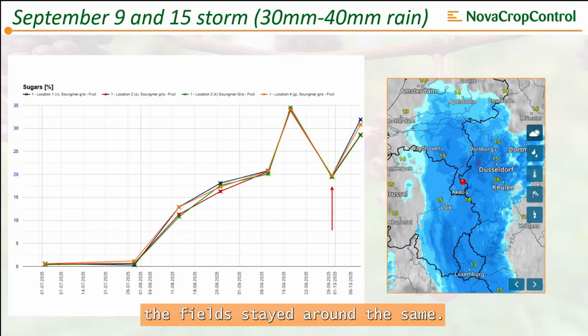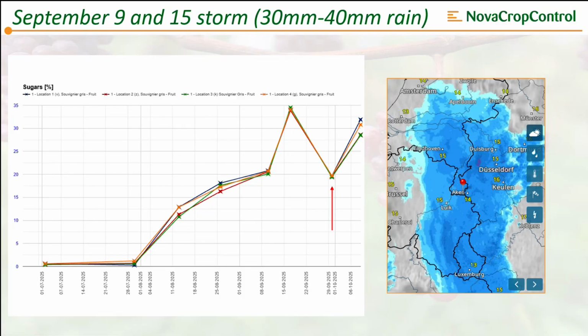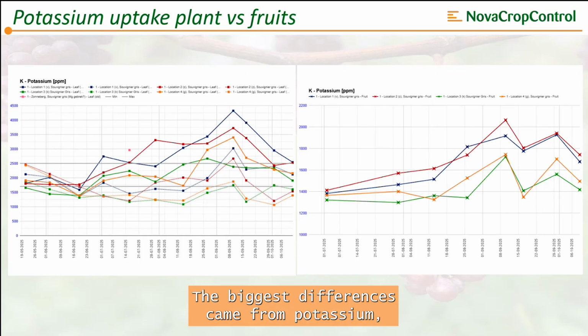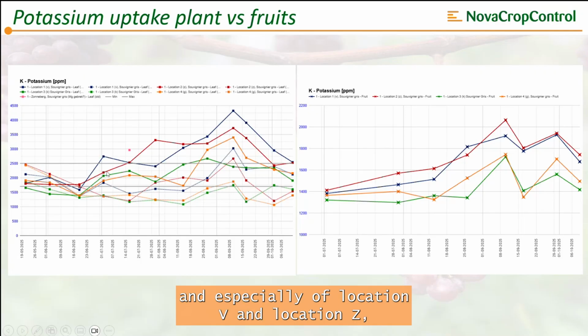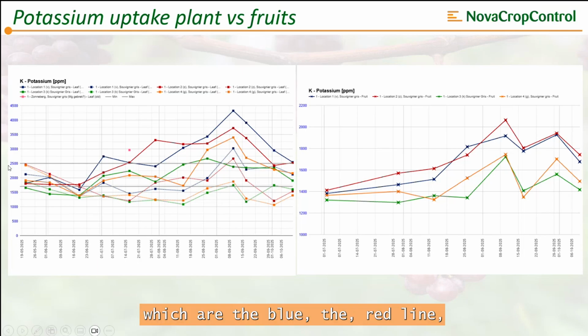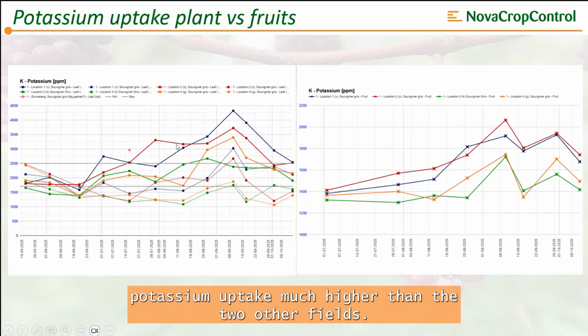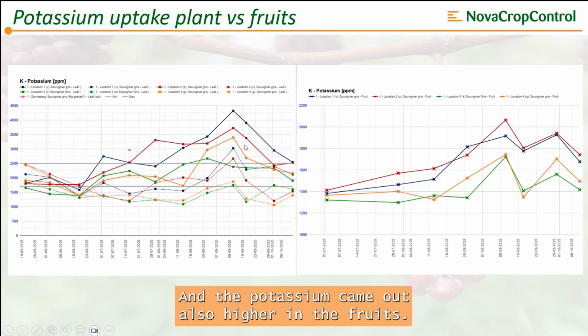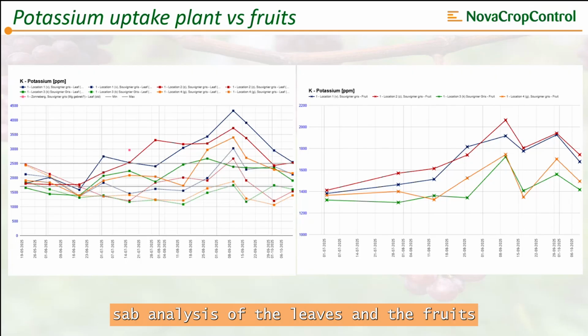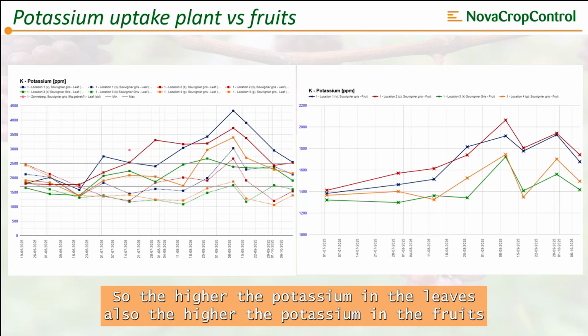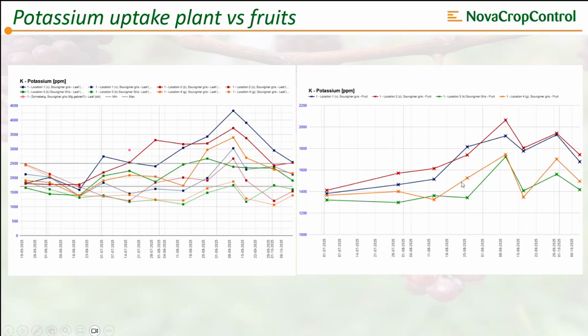Overall, sugars between the fields stayed around the same. The biggest differences came from potassium, because if we look at the potassium uptake in the leaves, and especially of location V and location Z, which are the blue and the red line, then you see clearly the potassium uptake much higher than the 2 other fields, and the potassium came out also higher in the fruits. So you see directly a relation between the plant sap analysis of the leaves and the fruits. The higher the potassium in the leaves, the higher the potassium in the fruits.